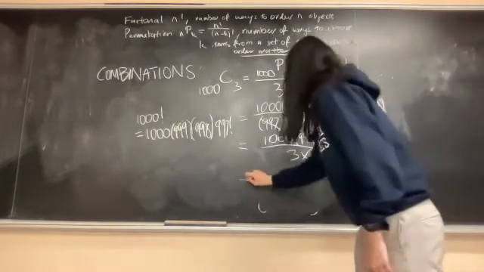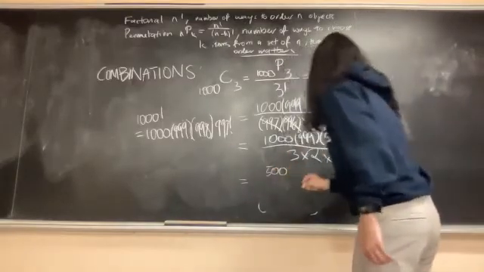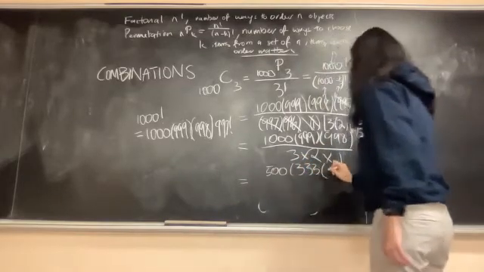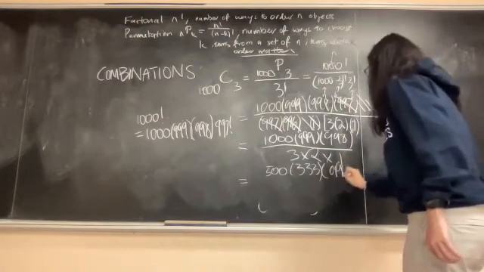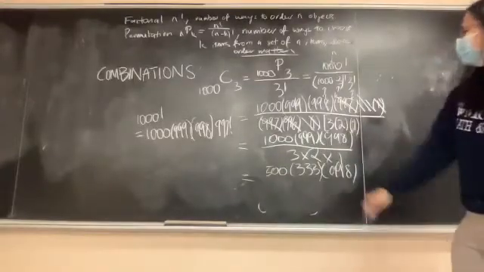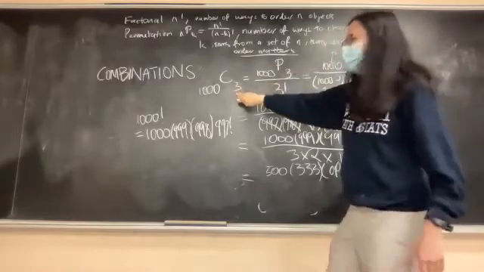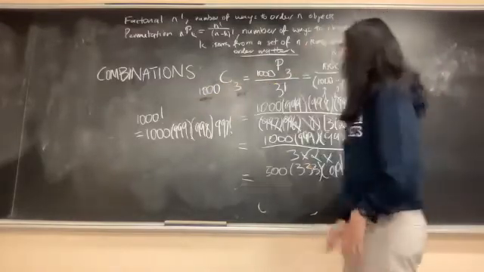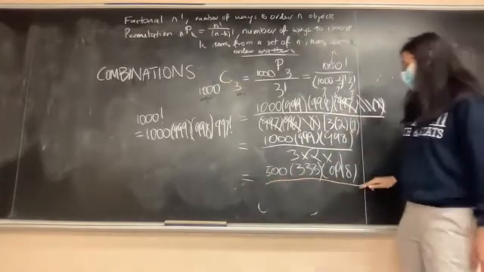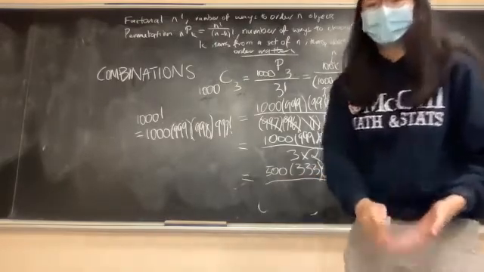So I'll just take the easy ones away. 1000 divided by 2 is 500. 999 divided by 3 is 333. And then we have 998. Okay, so this is the number of ways to choose 3 items from 1000 items such that the order does not matter. It's this many ways. Unfortunately, I probably can't bring you past here because you have a calculator, so that would be easier for you.